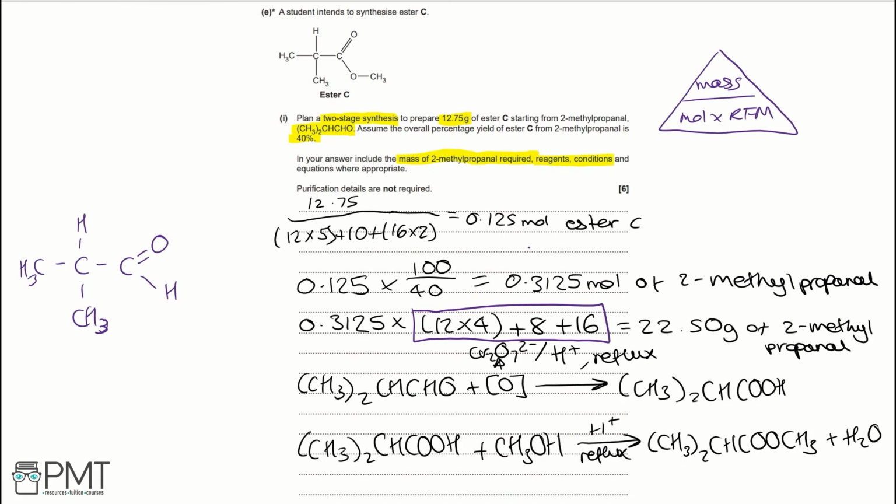To get the marks for this question, you must have correctly calculated the mass of 2-methylpropanal, and you must have planned the synthesis and include oxidation of aldehyde and the formation of ester C, with most of the reagents and conditions identified and the equations being mostly correct. This gets you the 6 marks for this question.